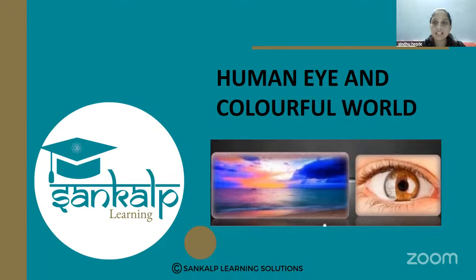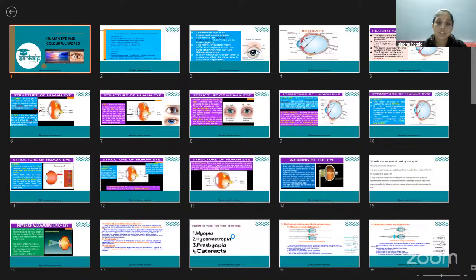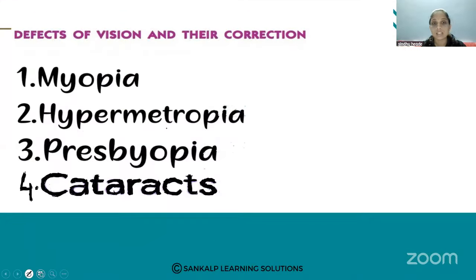In our last class, we discussed some concepts related to the human eye and the colorful world, right? What are those concepts? The first concept we learned in our last class is defects of vision and their corrections. We mainly discussed the four types of defects: myopia, hypermetropia, presbyopia and cataracts.